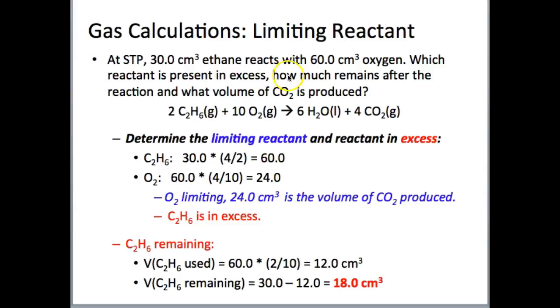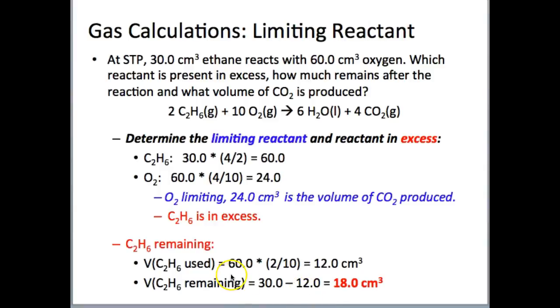So we figured out what's the limiting and what's the excess, but now we need to know how much remains. Remember, to figure out how much is left over, you figure out how much you actually used, and then subtract that from what you were given. Since ethane is in excess, we were given 30 centimeter cubed of ethane, and we just have to figure out how much ethane we used. It's going to work out to be 12, but let's show you how we get that 12.